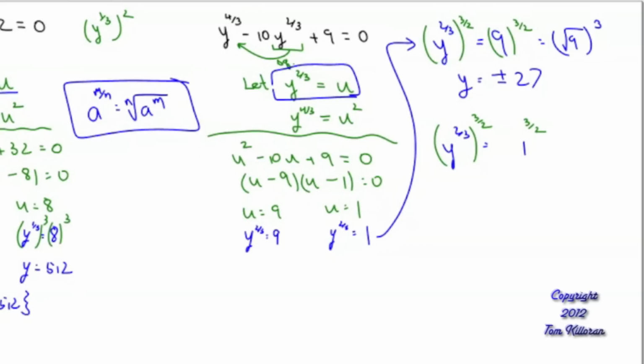But there's something you better not forget. Plus or minus. I need that plus or minus. This is y equals plus or minus 1, because we square rooted both sides of the equation. That is a square root when you write it that way. So my final answer is y equals, 2 answers from up here, 27 and negative 27, 2 answers from down here, 1 and negative 1.